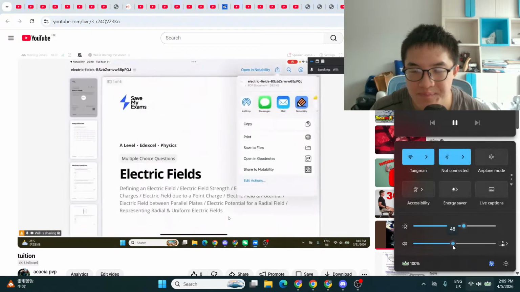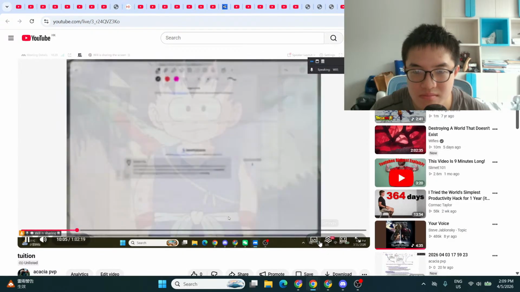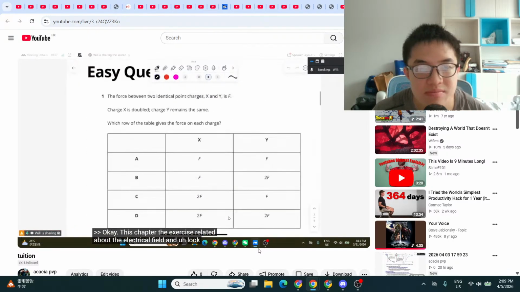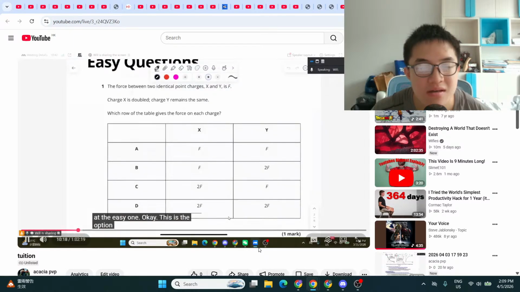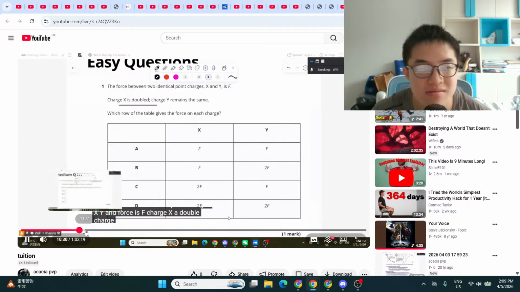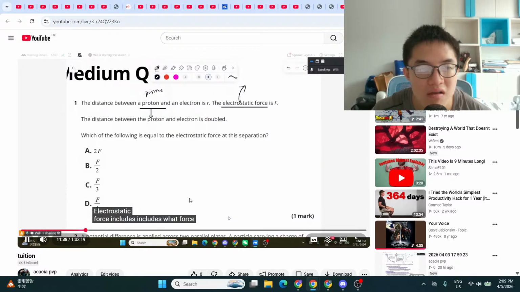Okay. You see the board? This chapter, the exercise is about the electric field. And look at the one. Okay. This is the multiple choice option. The force between two identical point charges x and y is F. Charge x is doubled. Charge y remains the same. And we just want to know which row of the table gives the force on each charge.